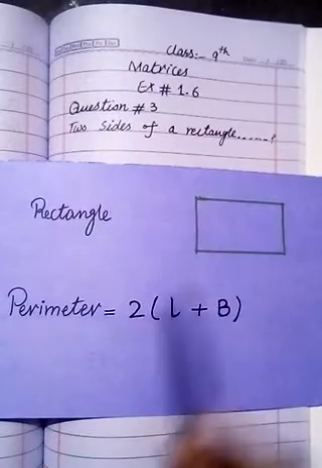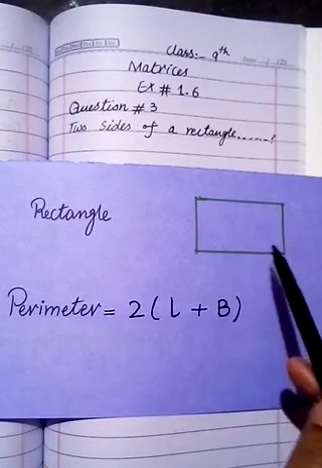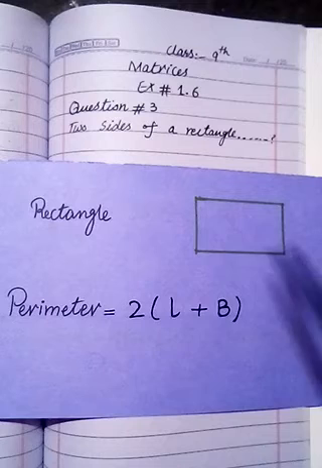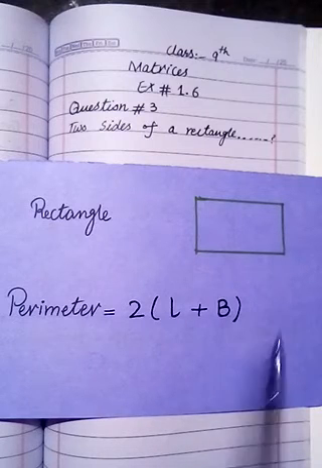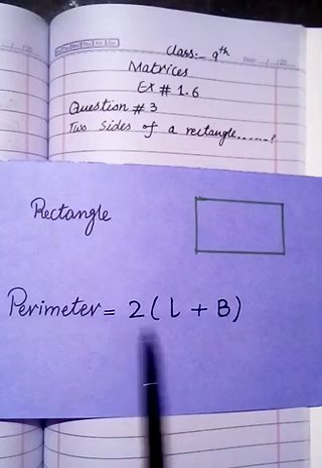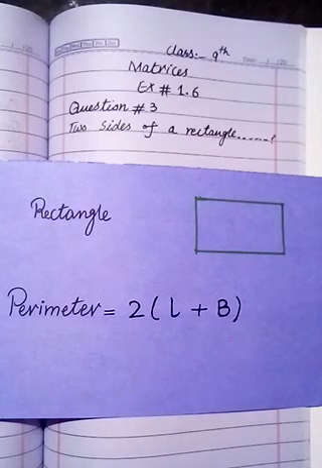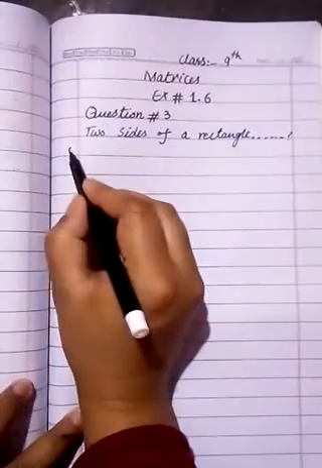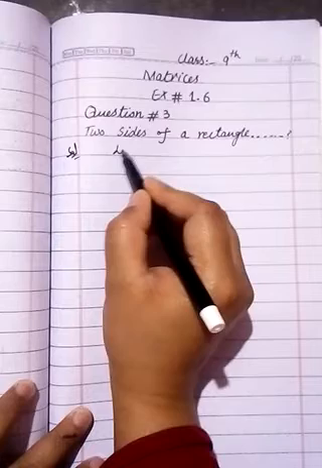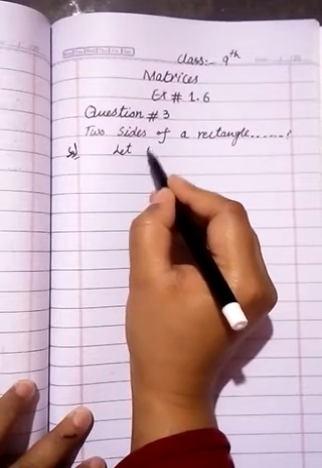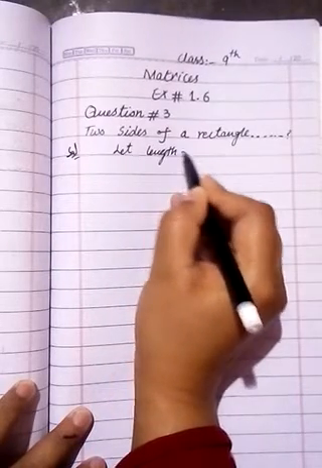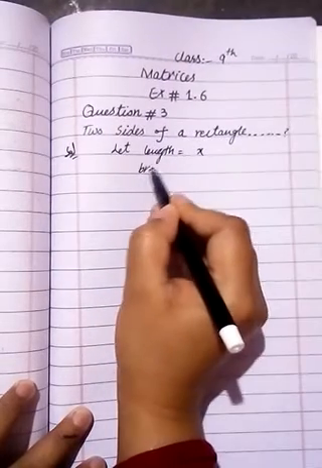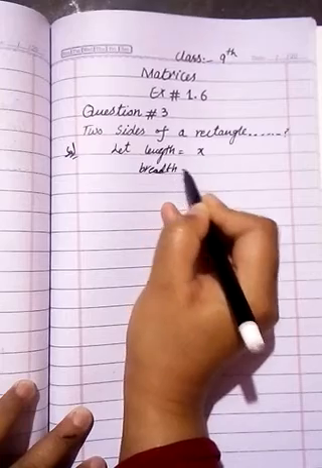So let's see, that is the rectangle having four sides, but four sides not equal. Opposite two sides are equal. So its perimeter is equal to 2 into length plus breadth. That is the formula of perimeter. So we will start the solution of this part. Let the first side, length, equal x, and breadth, the second side, equal y.